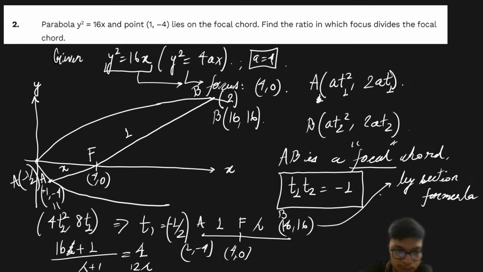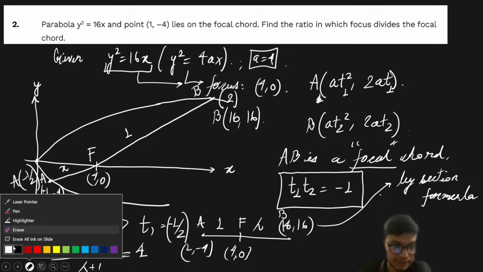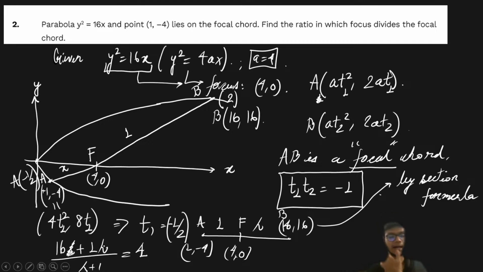So in that case, this is basically going to be (16 + λ)/(λ + 1) = 4, which will simplify my part of the calculation and give me the value of lambda. So 3λ will come out as 12, and for this I will get the value of lambda as equal to 4.